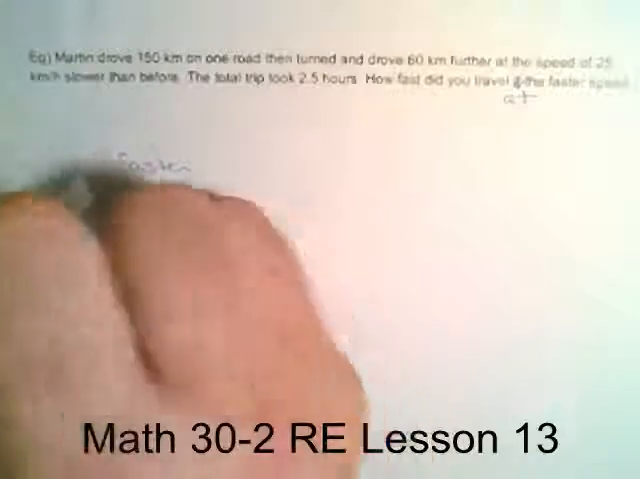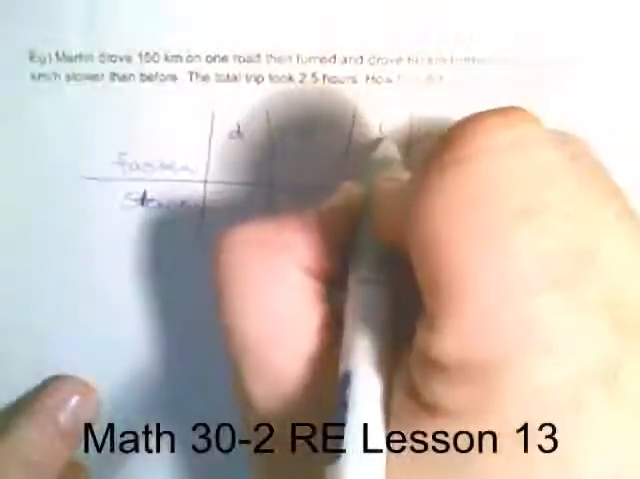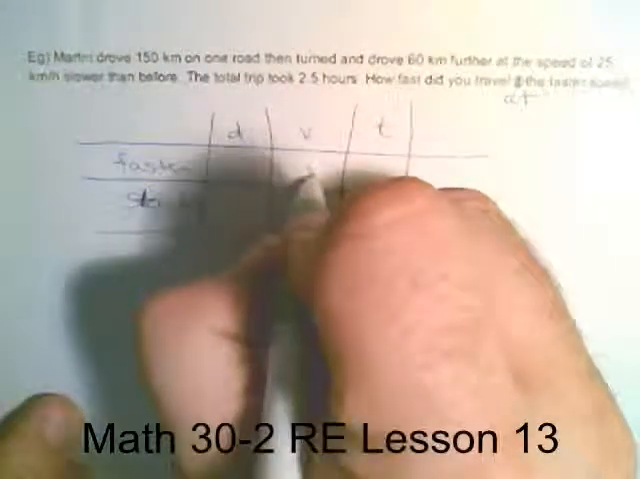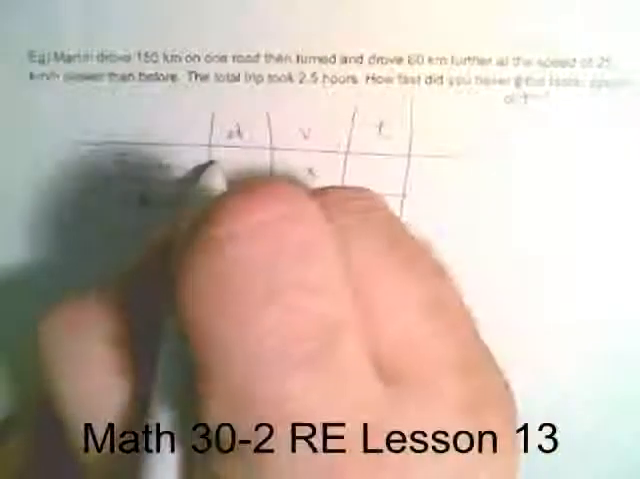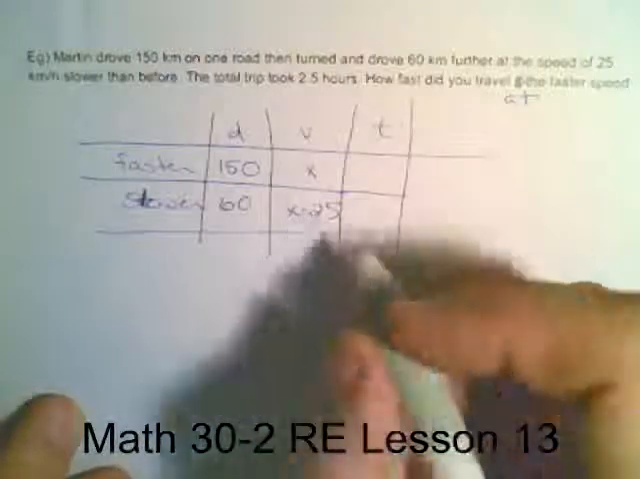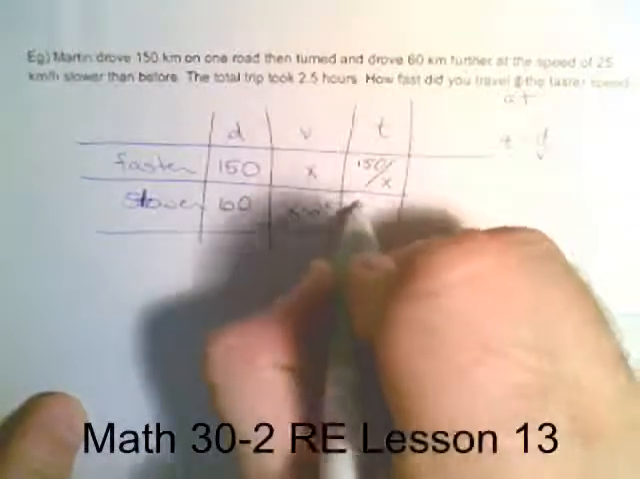Okay, so you go and say, well, what I've got is faster, slower, I've got distance, speed, time. So I'm taking a look at what I have. At the faster speed, he traveled at x, and then he went x minus 25 on the slower road. He drove 150 kilometers on the faster road, 60 on the slower road. So then you say, well, how fast did he travel at the faster speed? So I want to find x.